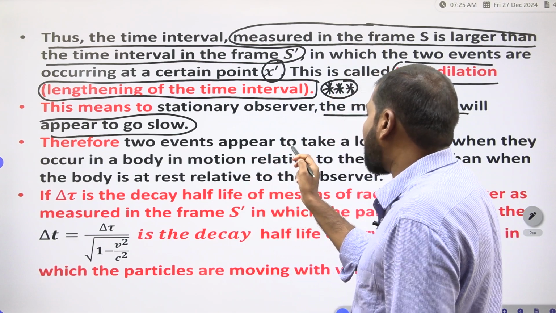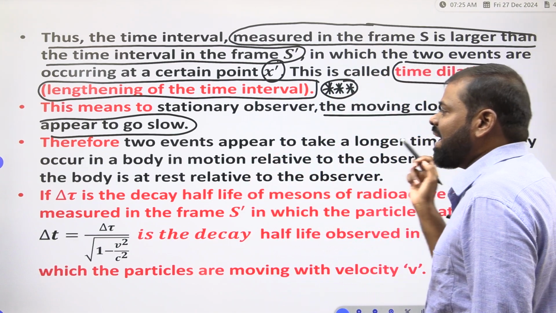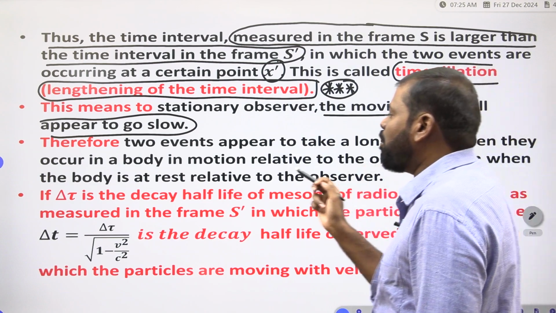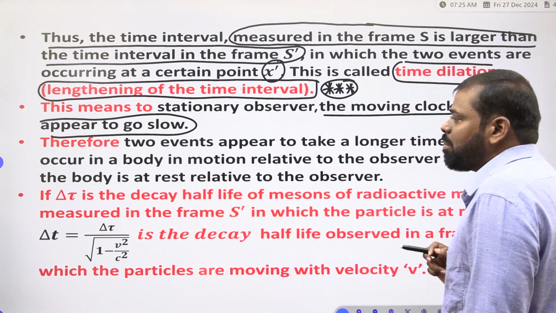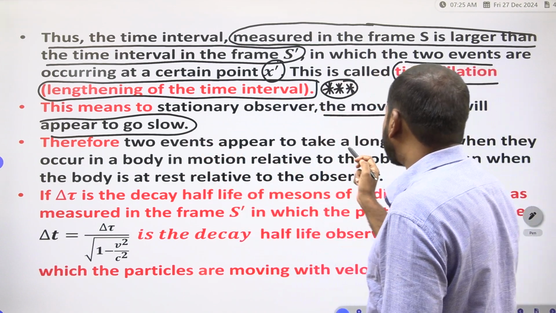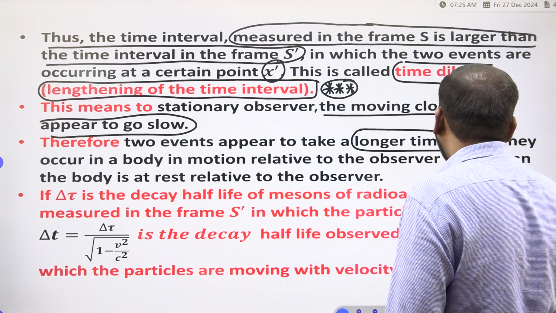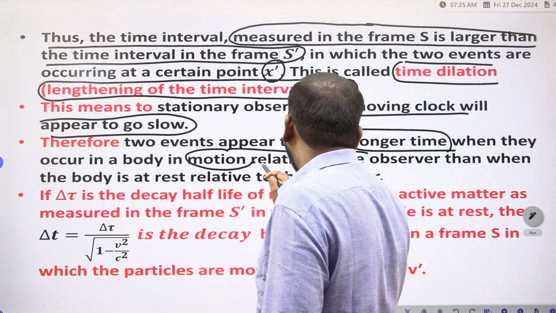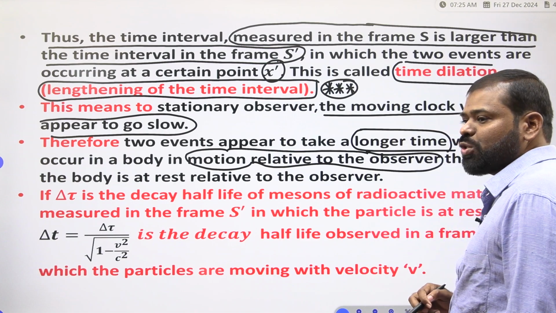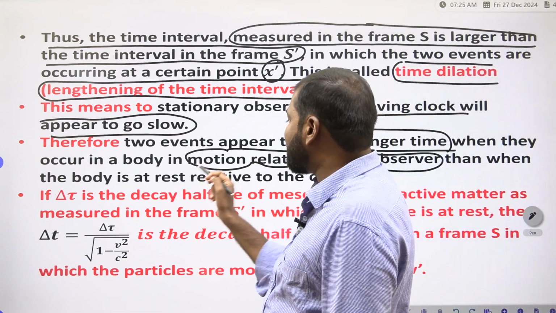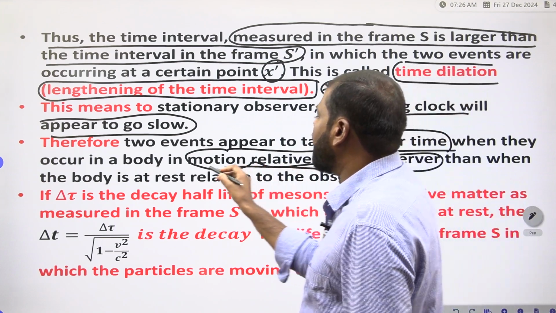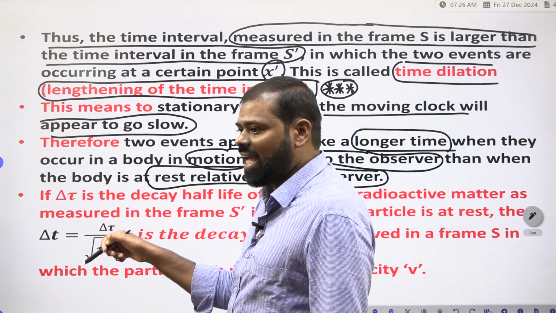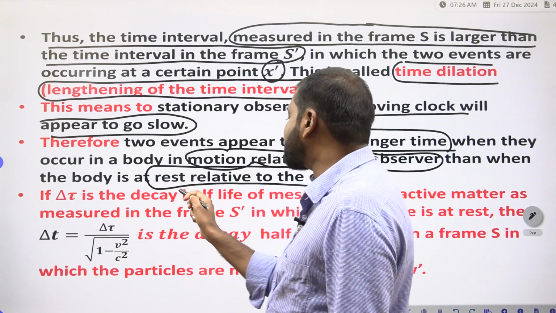Therefore, two events appear to take a longer time when they occur in a body in motion relative to the observer than when the body is at rest relative to the observer. That is, the improper time is greater than the proper time. That is the meaning.